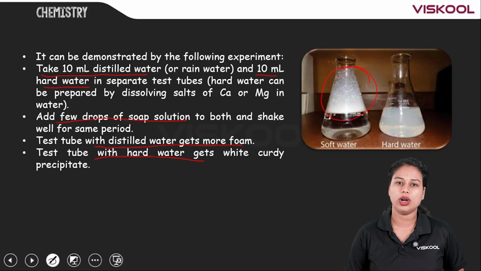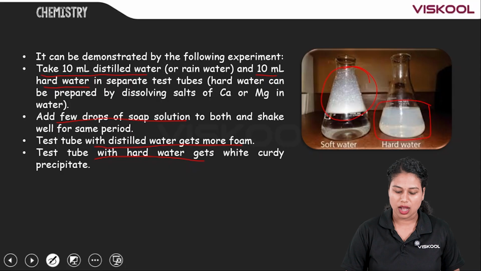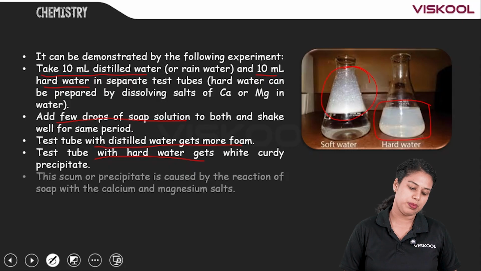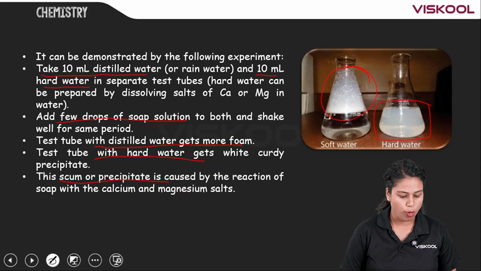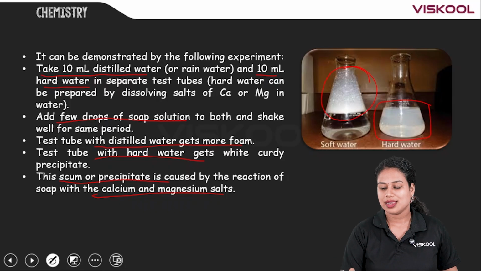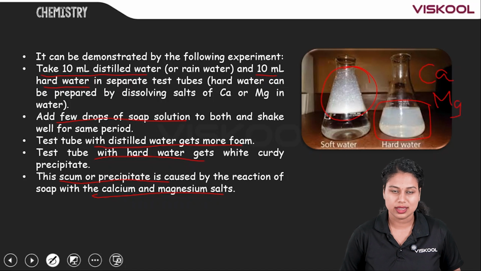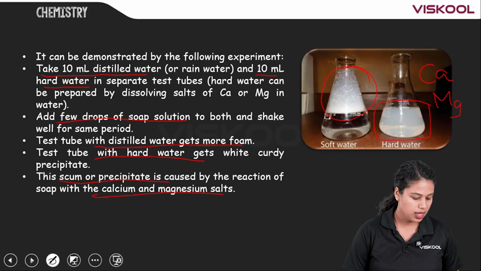Rainwater or distilled water, we can call soft water too. There takes place rapid foam formation, whereas in the second case a curdy precipitate is formed. The test tube or conical flask which contains hard water gets a white curdy precipitate, and this scum or precipitate is caused by the reaction of soap with the calcium and magnesium salts. When soap reacts with the calcium and magnesium salts present in hard water, it results in the formation of this white curdy precipitate, which we call scum.